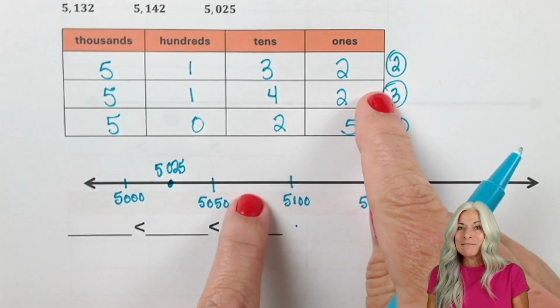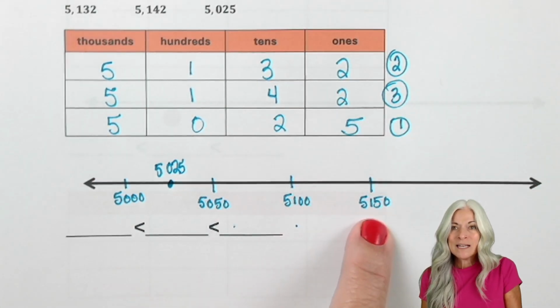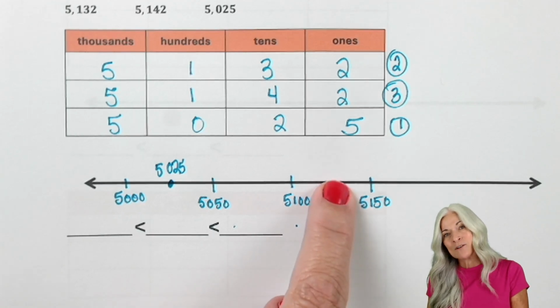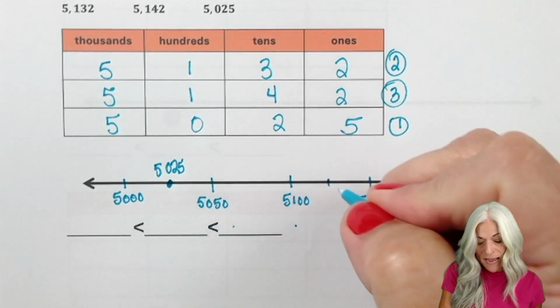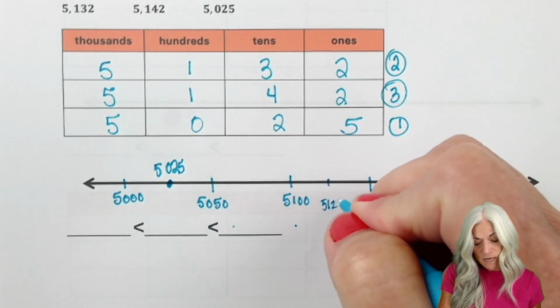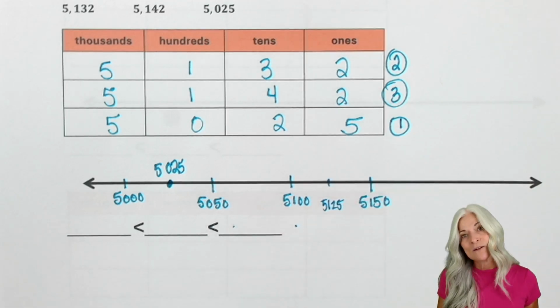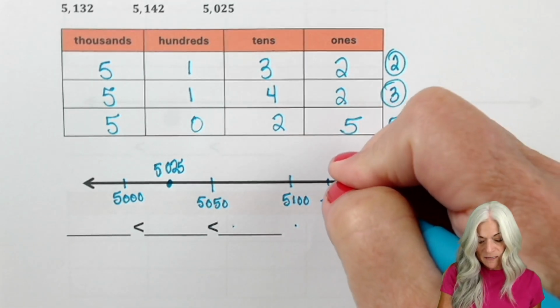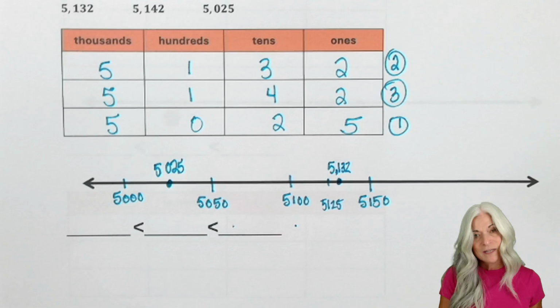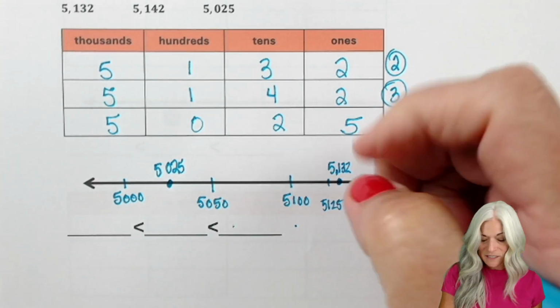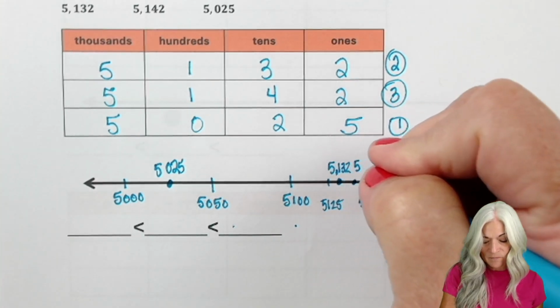And next we have 5,132. Okay, well, 5,150, 132 is going to be a little bit more because we know 5,125 is right in the middle. So 32 is going to be a little bit past that, 5,132, and then 5,142, a little bit past that.